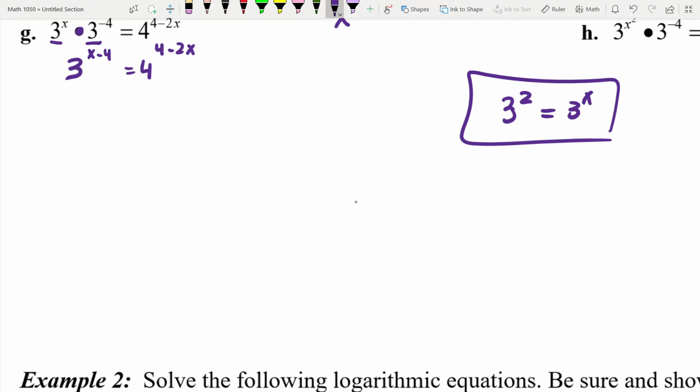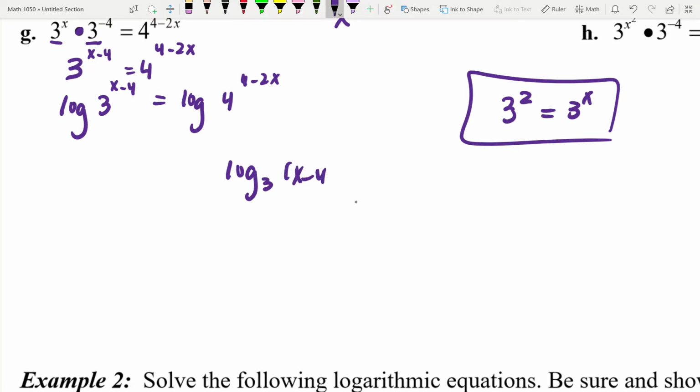Take the log of both sides. So everybody go log of 3 raised to the x minus 4 is equal to log of 4 raised to the 4 minus 2x. One of the biggest mistakes that people make is they don't make that x minus 4 an exponent. They write it like this: log base 3 of x minus 4. That is wrong. The 3 is on the same level as the log. Tell me what to do now.